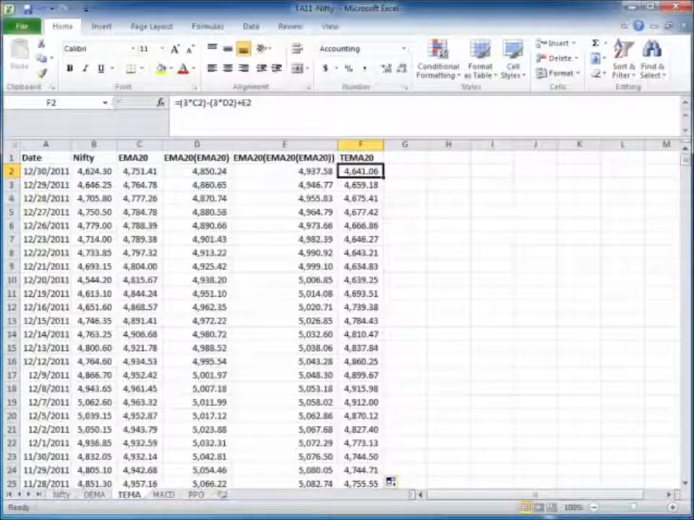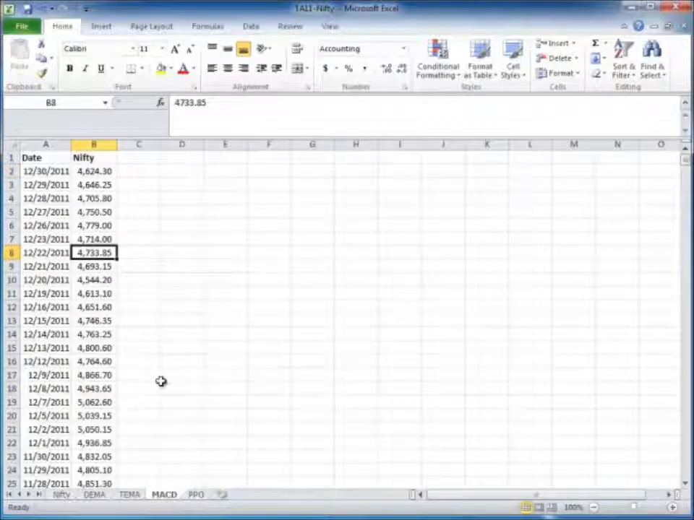Moving average convergence divergence. Here we are back in Excel. Now what I will do is go on to the MACD tab, and again we just have the Nifty index. So what we're going to do is calculate the three different MACD indicators, the MACD line, the signal line, and the divergence, and then implement a trading strategy.